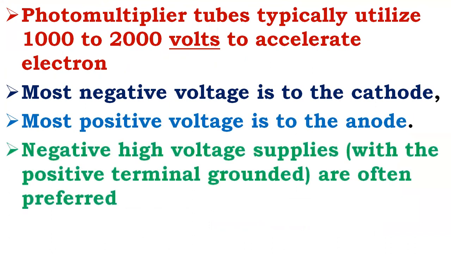Negative high voltage supplies with the positive terminal grounded are often preferred because this configuration enables the photocurrent to be measured at the low voltage side of the circuit for amplification by subsequent electronic circuits operating at low voltages.